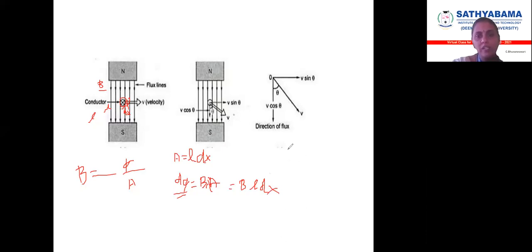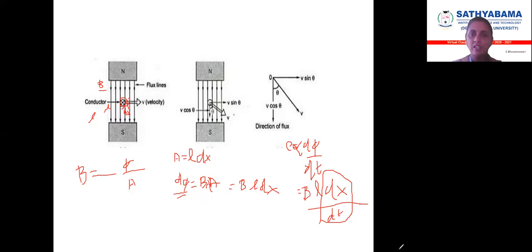Now, what is the EMF according to Faraday's law? E is proportional to d phi by dt. Now, what is d phi? d phi is equal to B l dx, by dt. B is the magnetic flux density, and l is the length of the conductor. What is dx by dt? dx is the change in distance and dt is the change in time, so dx by dt is the velocity. So we write E is equal to B l v.